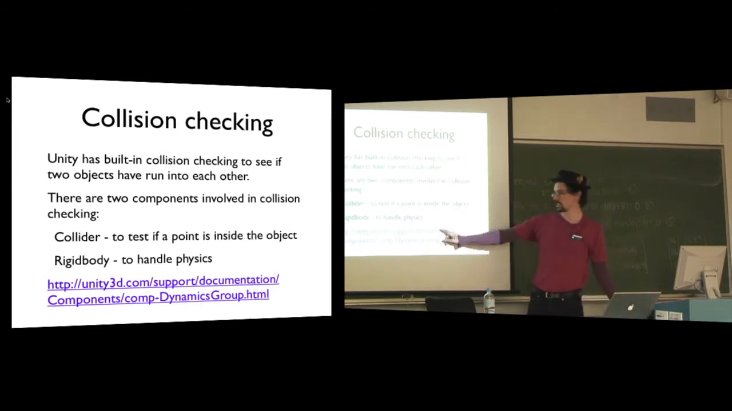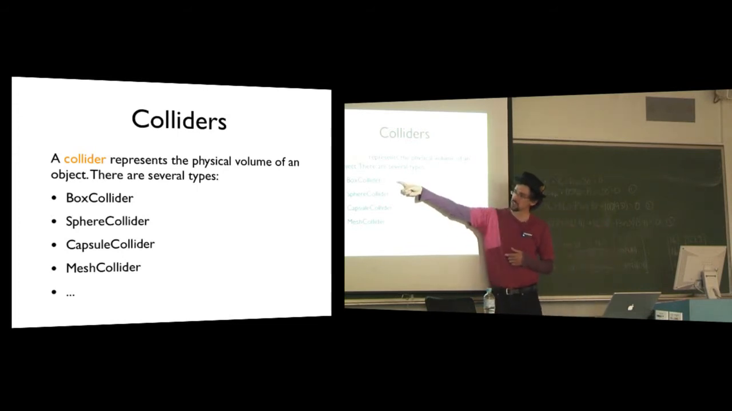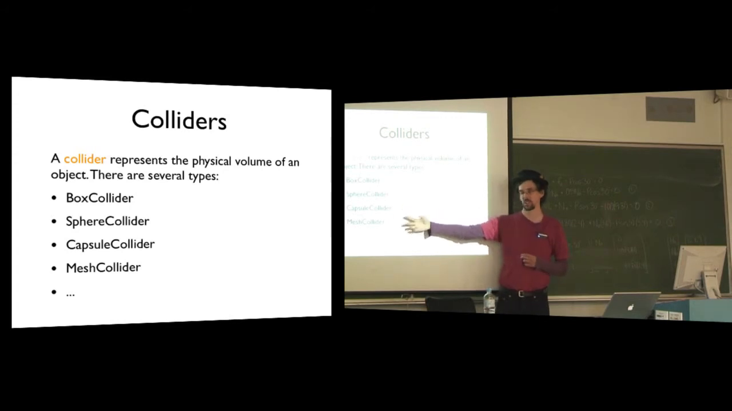If you go to this link, you'll see a whole bunch of stuff about how this happens. Now, a collider is like representing the physical volume of an object. It's the way that Unity works out whether a point in space is inside the object or outside the object. Unity provides lots of different kinds of colliders. There's the box collider, the sphere collider, the capsule collider, the mesh collider, and a whole bunch of other ones.